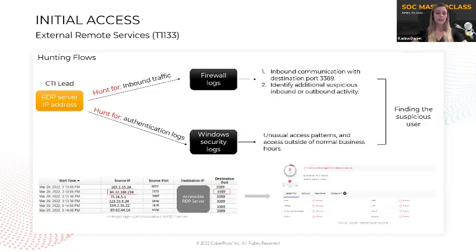Then, as a last step, we will correlate the security information between the events we found in order to extract the user that was involved in those events. After I find the suspected user, I will start to investigate the user's activities, and we will see how to do it in the next slides.